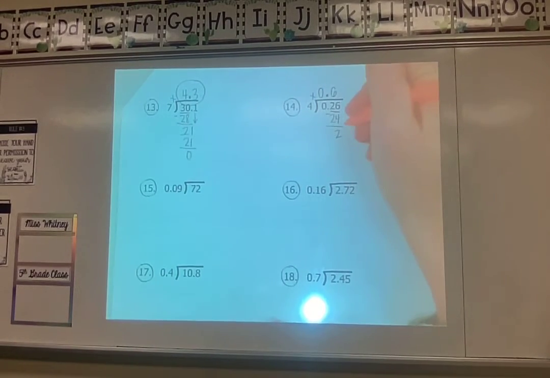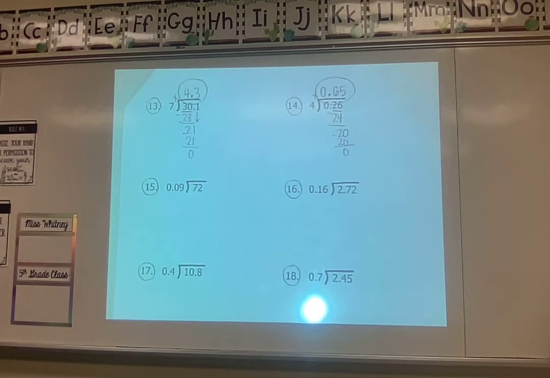Now I have nothing to bring down, but this is decimals. I cannot have a remainder. What do I do if I look like I'm going to have a remainder, but I need to keep going? Remember, you add a 0 back here. Don't add one at the top, though. Just a 0 down here, and then I go again. How many 4s will go into 20? That would be a 5. 4 times 5 is 20. Now it worked out perfectly. So 0.65 would be my answer there.